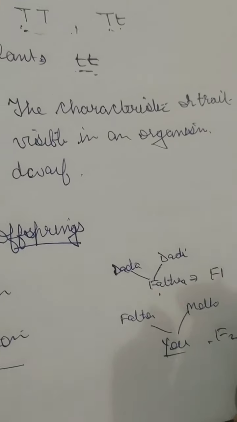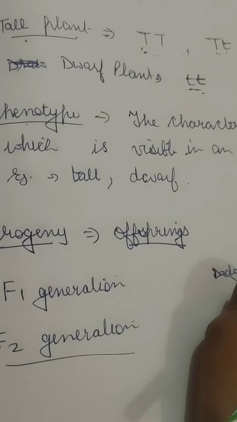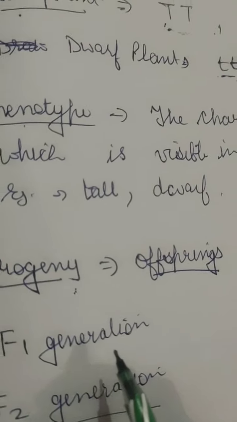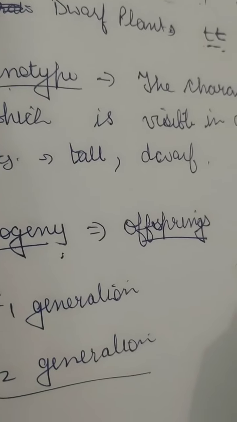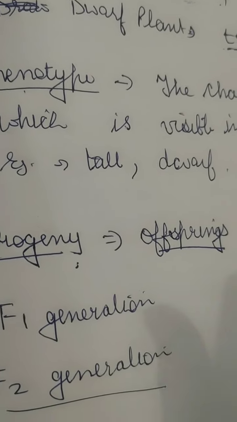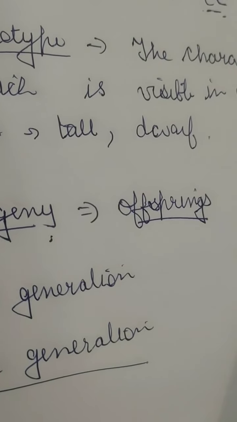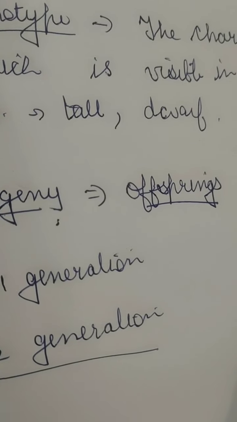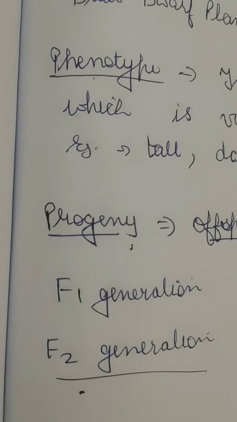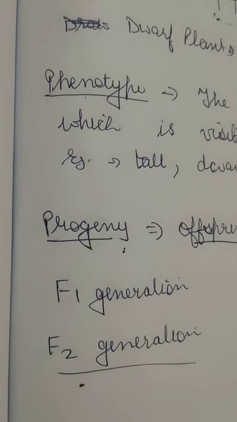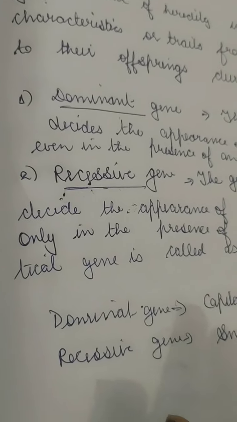That means when two parents cross, or produce offspring or progeny, their progeny is called the first filial generation, which is the F1 generation. And when the F1 generation produces progeny, they produce the second filial generation, that is the F2 generation. These terms are very important for you to know: genotype, phenotype, progeny, F1 generation, F2 generation, dominant genes, recessive genes. So you should know all these.